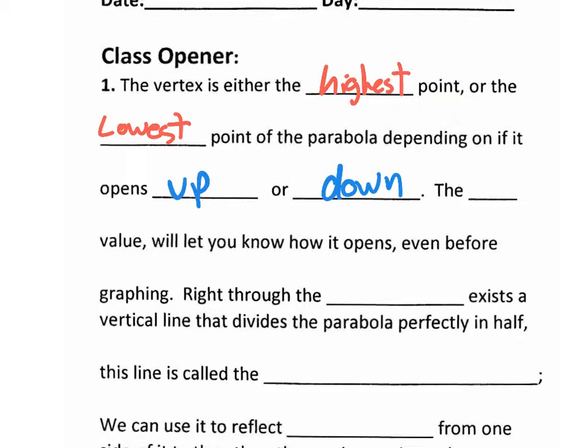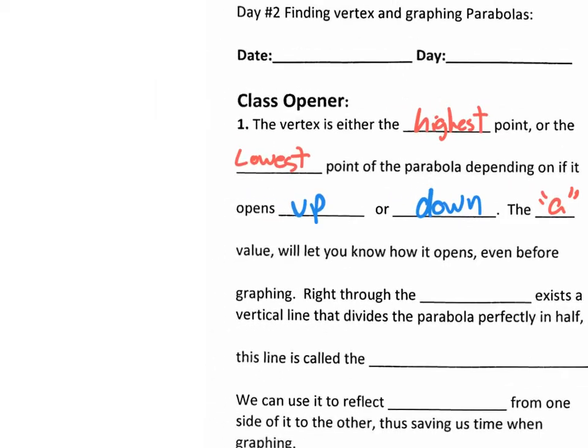Okay, how about this? The blank value will let you know how it opens even before graphing. The A value, that's right. I want to put A in quotations so people don't think I misspelled something, right? The A value will tell you how it opens up or down. So that makes total sense. Like if I had y equals negative 2x squared, I know it's going to open down.